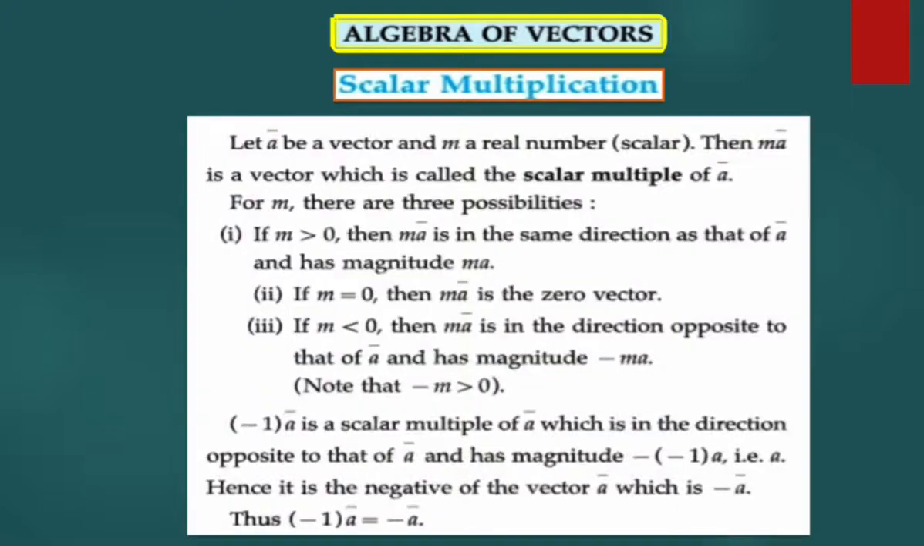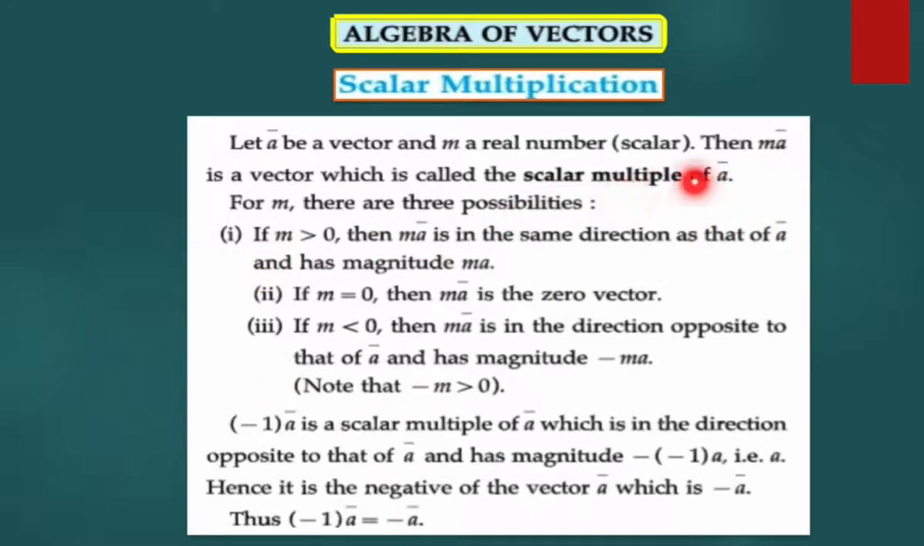So today we are going to start a new topic, algebra of vectors. So see first, scalar multiplication. If we multiply a scalar to a vector, that is scalar multiplication. Let a bar be a vector and m a real number, that is a scalar, then m a bar is a vector which is called the scalar multiple of a bar. Here the scalar is m, the vector is a bar.